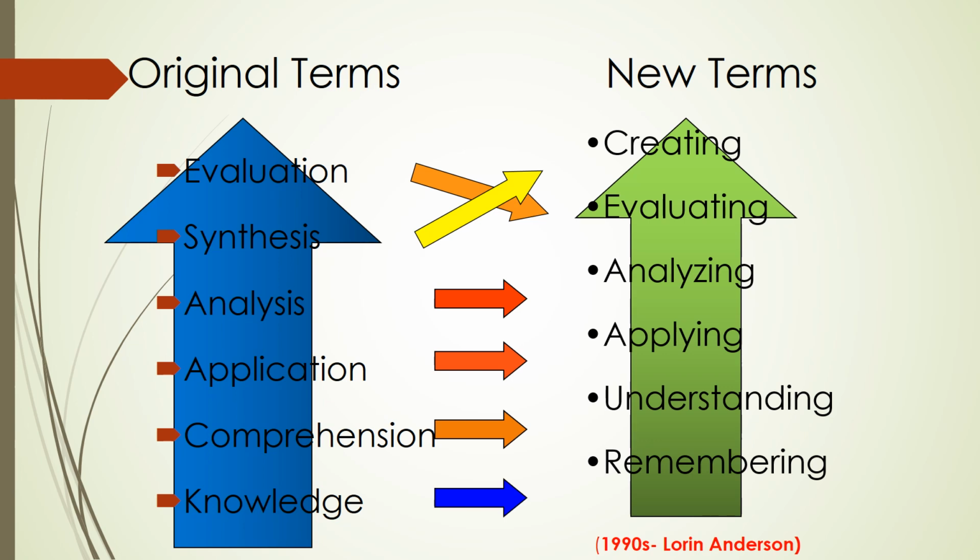You can see that there is an adjustment on the position of evaluating and creating, in which we consider now creating as the highest level thinking skills. What is the reason?